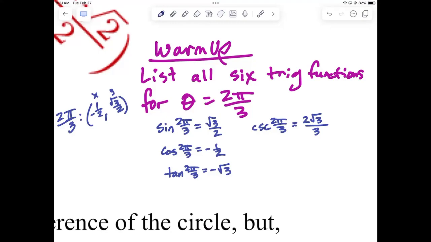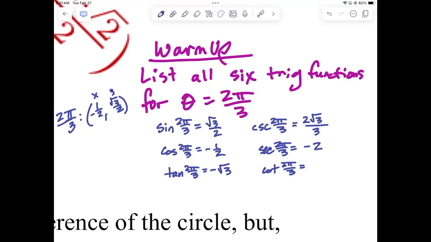These ratios you become intimately familiar with as you practice more and more and more. All right, secant of 2 pi thirds, that's the reciprocal of cosine. That's the reciprocal of x. That's going to be negative 2. Cotangent of 2 pi thirds, that's the reciprocal of tangent, or x over y, whatever you want to call it.